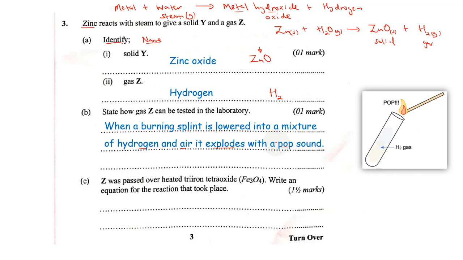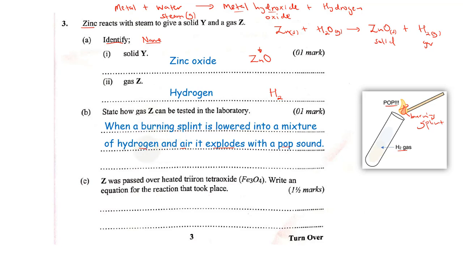So this is what happens. You have your hydrogen, say in a boiling tube or a gas jar, and then you lower this burning splint. This is the burning splint with a flame. So if you lower it, it will explode with a pop sound. Pop. So that is how we can test for gas Z.